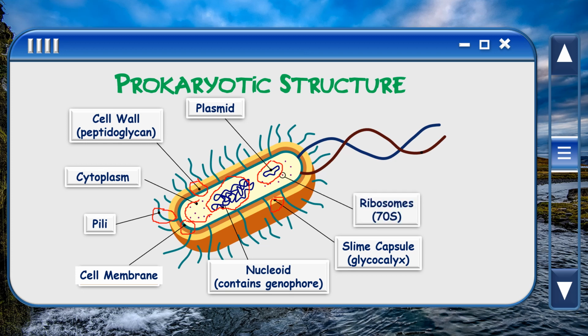We have the ribosome. Ribosomes are these small tiny dots that we are seeing in the cytoplasm. And we have the flagella. This long tube is what we are referring to as the flagella. So those ones are what we refer to as prokaryotic structures.